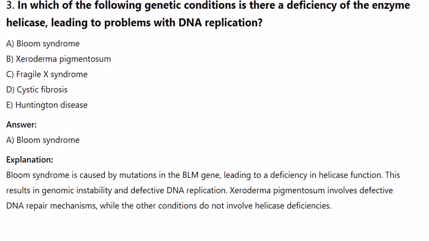Answer: Bloom syndrome. Explanation: Bloom syndrome is caused by mutations in the BLM gene leading to a deficiency in helicase function. This results in genomic instability and defective DNA replication. Xeroderma pigmentosum involves defective DNA repair mechanisms, while the other conditions do not involve helicase deficiencies.